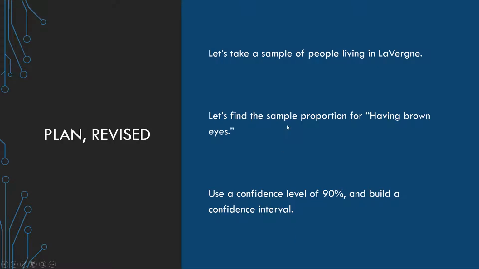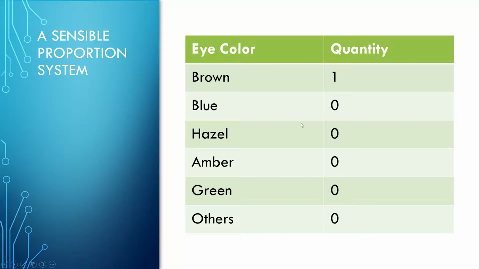Welcome back. So we've got a plan. We're going to get a sample of people living in Laverne, and we're going to use that sample to build a confidence interval like we've been doing to decide what the overall population has for eye colors. Now, one issue we had with this, what we called categorical data, was it's difficult to quantify.